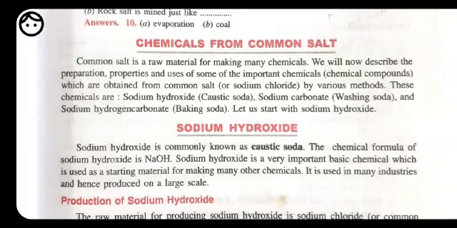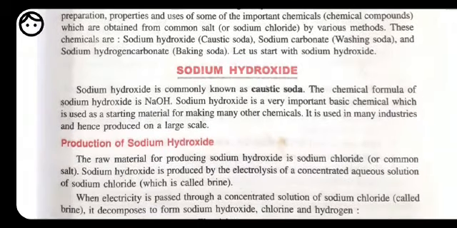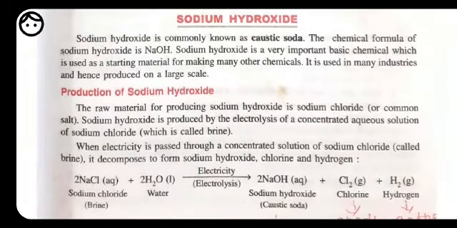Now I am going to tell you how we prepare sodium hydroxide. The first method of preparation is by taking a concentrated solution of sodium chloride. What do you mean by concentrated solution? A concentrated solution is a type of solution in which more solute is present as compared to the solvent. It means more sodium chloride is there as compared to water. That's why it is called a concentrated solution of sodium chloride. This solution is also called brine.